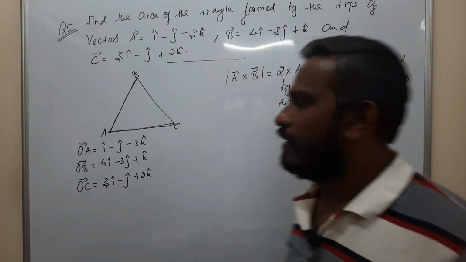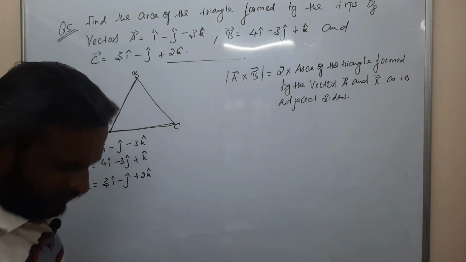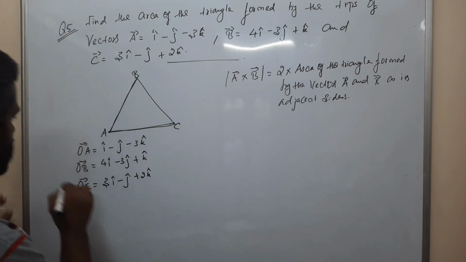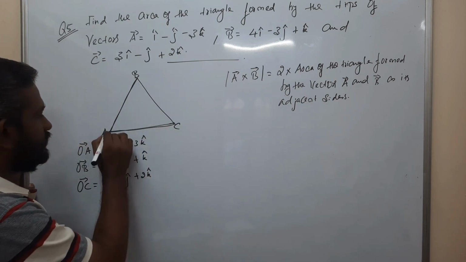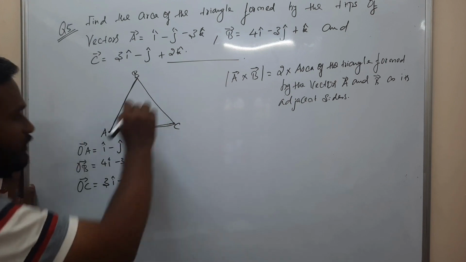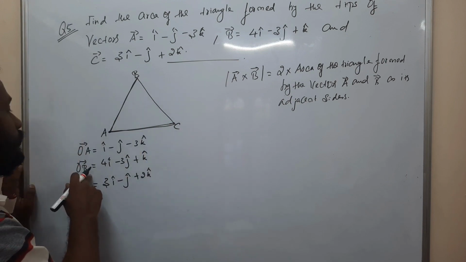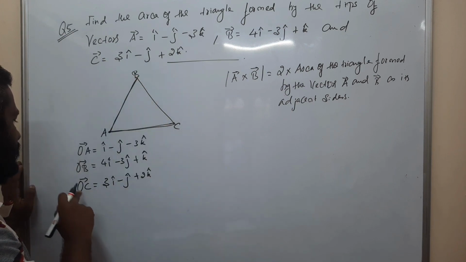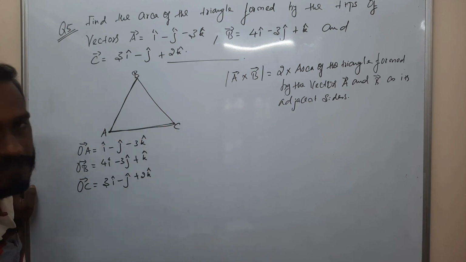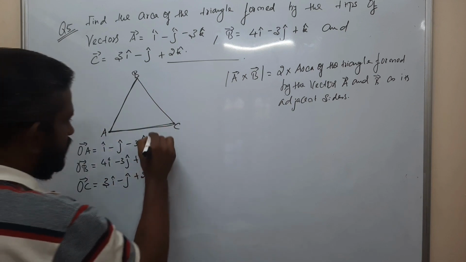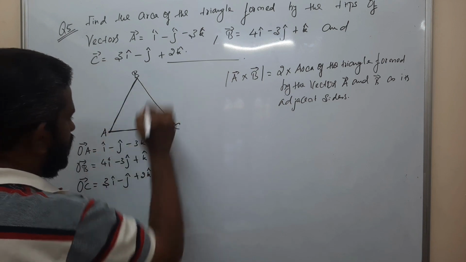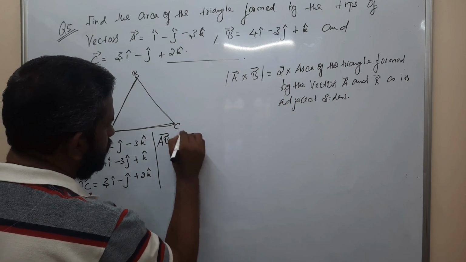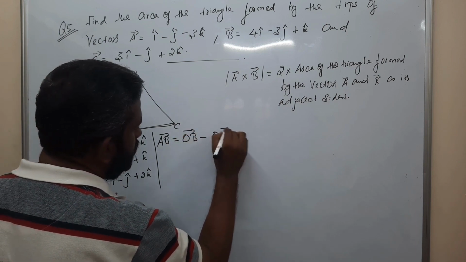Different signs. But in the question, the A vector and B vector are not given; the side vectors are not given. What is given is the OA vector, the distance of the point A from the origin, the OB vector, the distance of the point B from the origin, and the distance of the point C from the origin. So we have to find the AB vector. AB vector is equal to, what is the formula? OB vector minus OA vector.